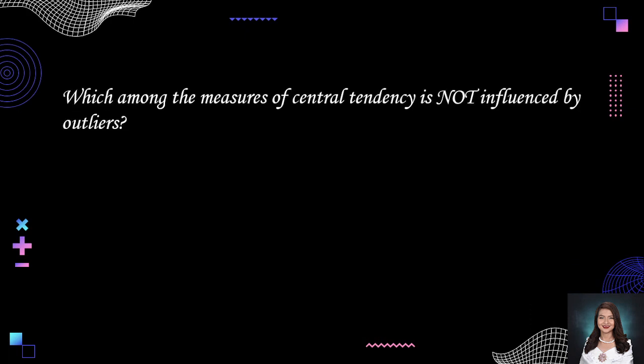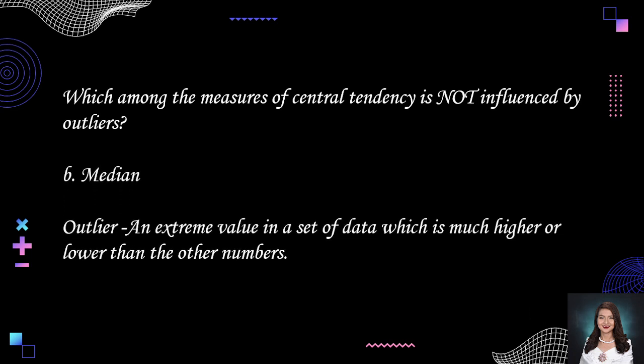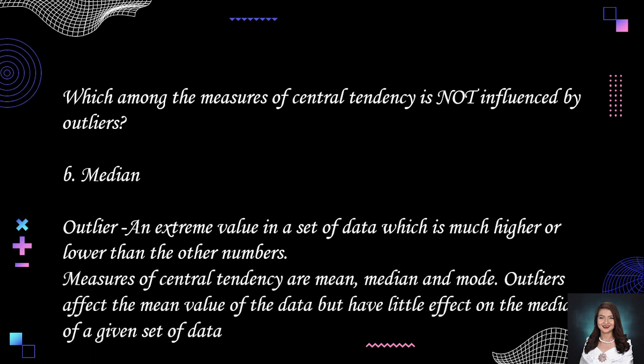Next one, which among the measures of central tendency is not influenced by outliers? The correct answer here is median. An outlier is an extreme value in a set of data which is much higher or lower than the other numbers. Measures of central tendency are mean, median, and mode. Outliers affect the mean value of the data but have little effect on the median of a given set of data.